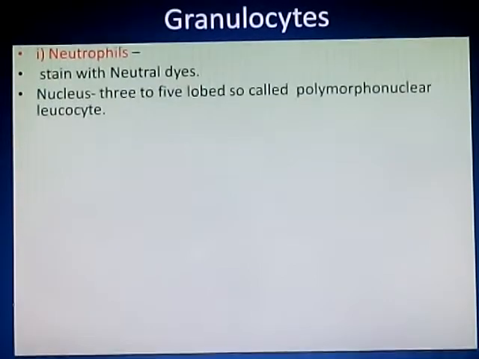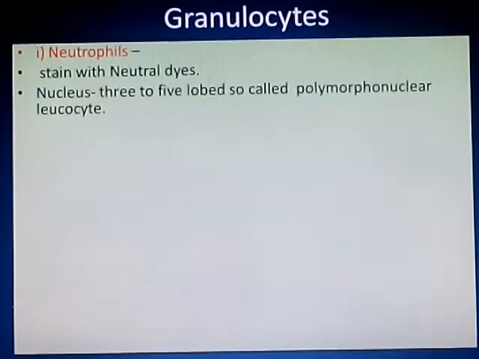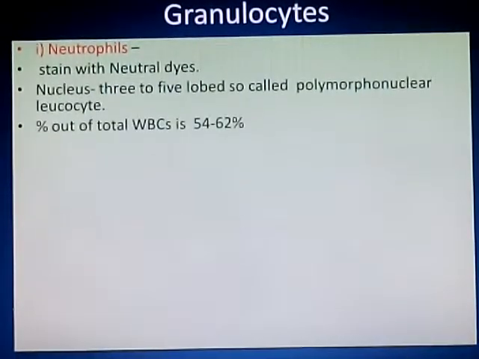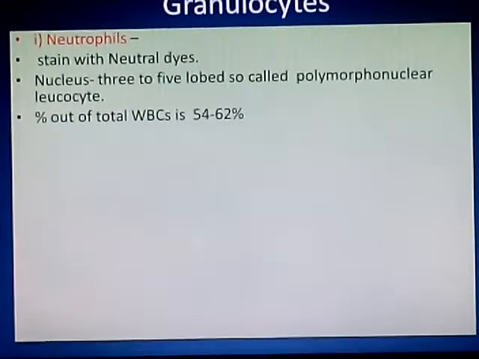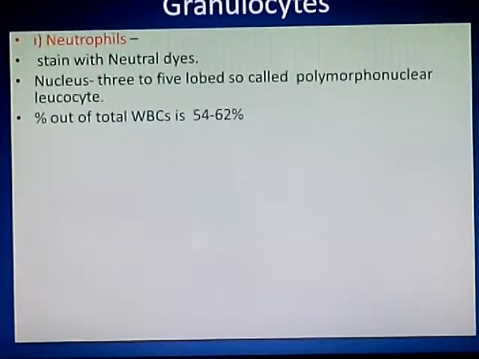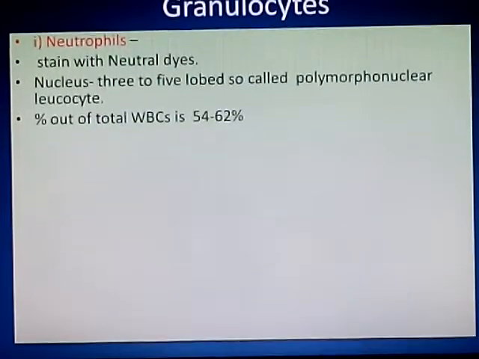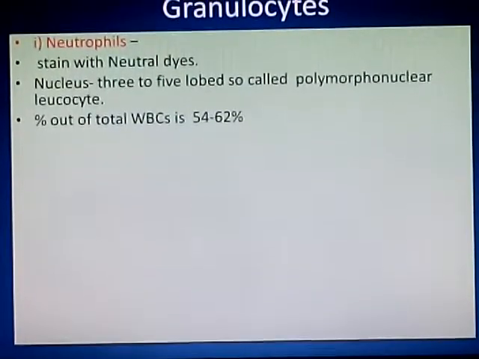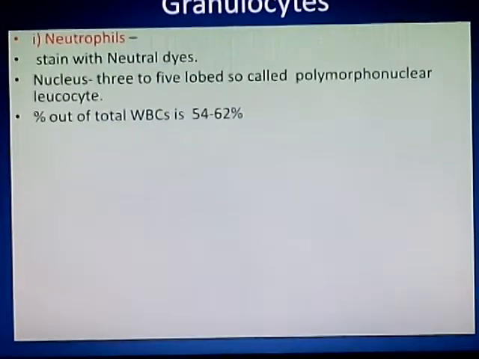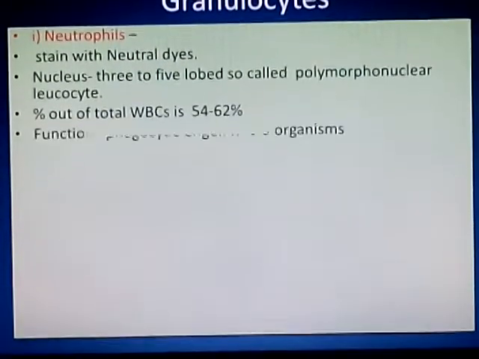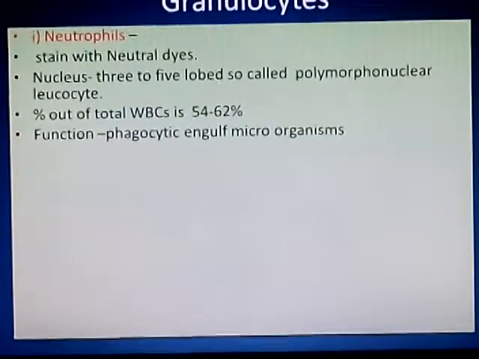Polymorphonucleoside. The next, third point is the neutrophil percentage amongst total WBC. Amongst total WBC, neutrophils are 54 to 62%. Then the fourth point, we are going to discuss the function of neutrophils.